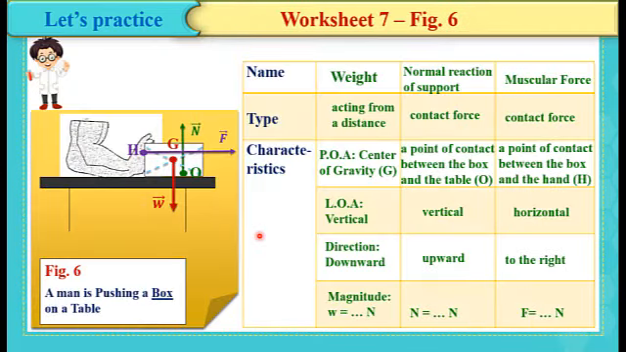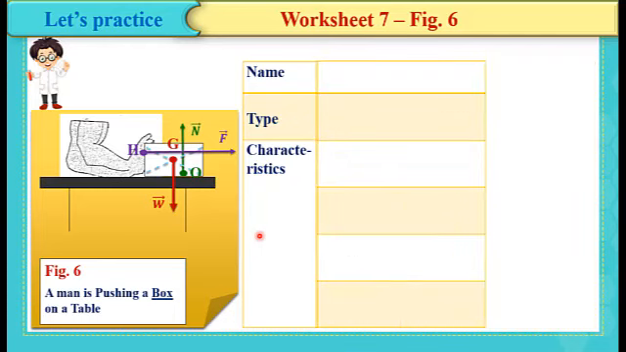The same for figure 6 in worksheet 7. What new forces are you going to add in the table? What is the force exerted on the box during its motion other than the weight, the normal reaction of support, and the muscular force? What do you think? Of course, it is the friction force. The friction force is a contact force. What are its characteristics? Let's list them.